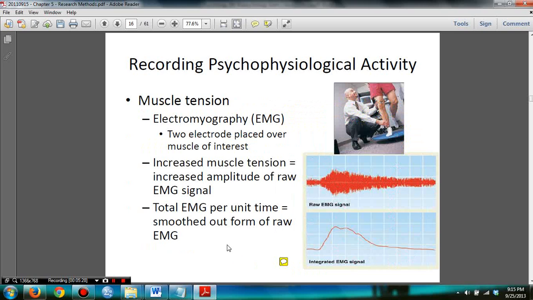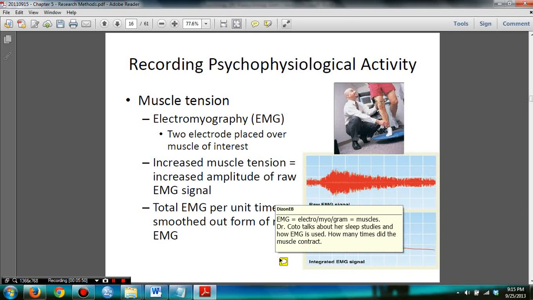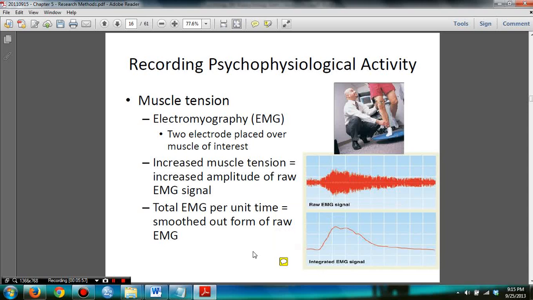Now we're looking at muscle tension, which is measured by electromyography (EMG). Basically, increased muscle tension equals increased amplitude of the raw EMG signal, and the total EMG equals a smoothed-out form of the raw EMG. And here's the side note. You need to know this for the exam as well.